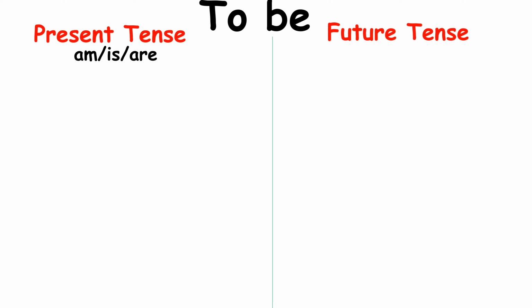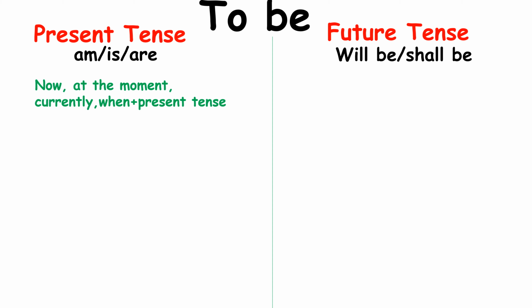Now on this slide, we'll learn how to use to be in the present tense form and when to use it in the future tense form. To be able to know this, we have to pay attention to certain time adverbs used in the sentence. For example, if you have time adverbs like now, at the moment, currently, when followed by a present tense sentence, then we use to be in the present tense.